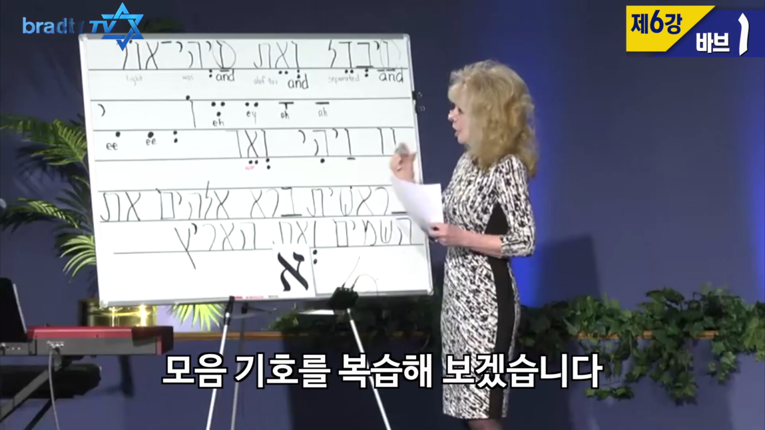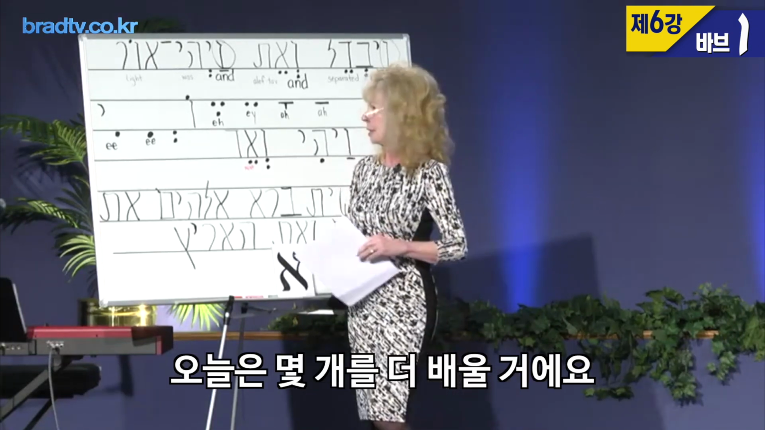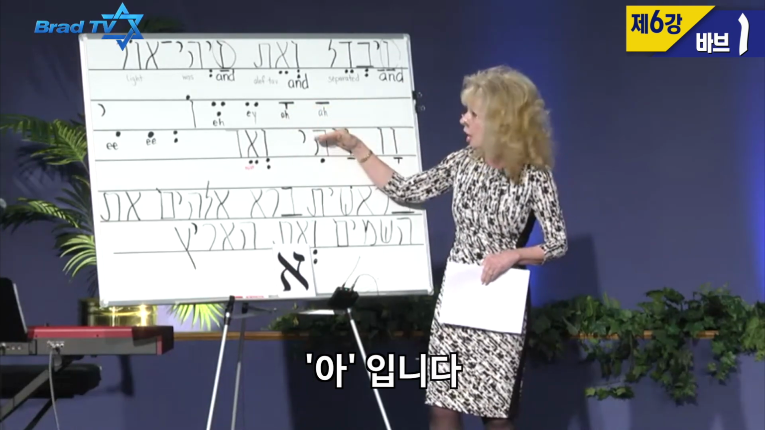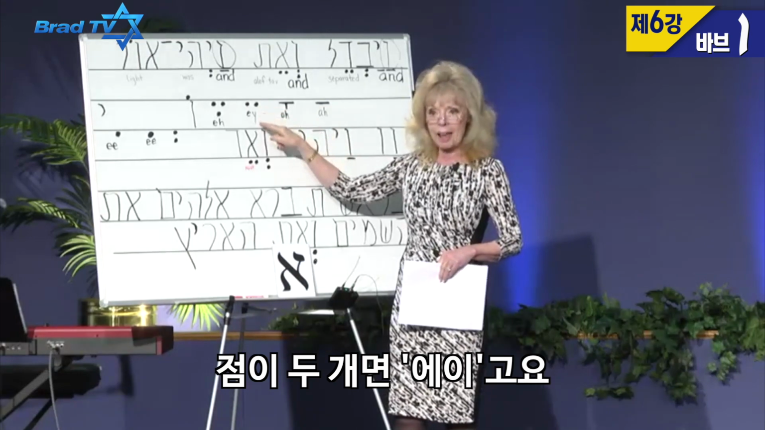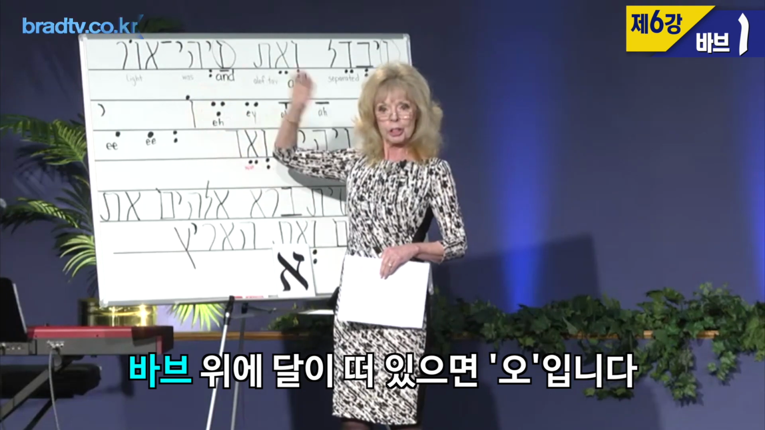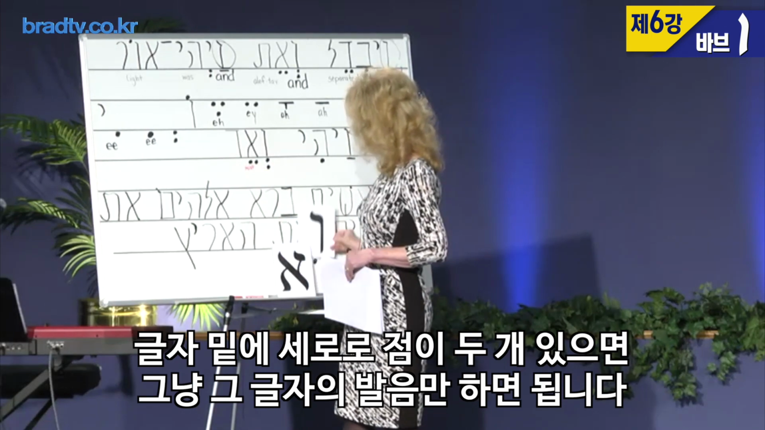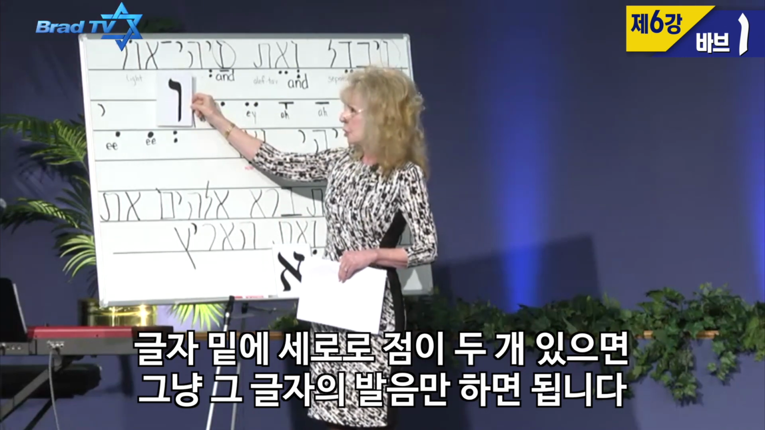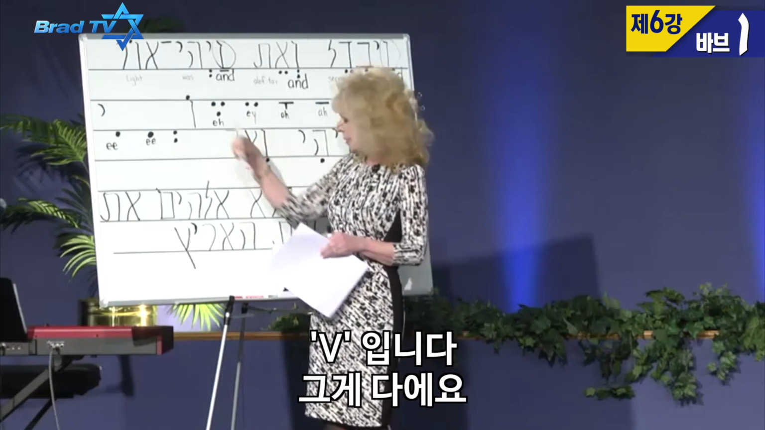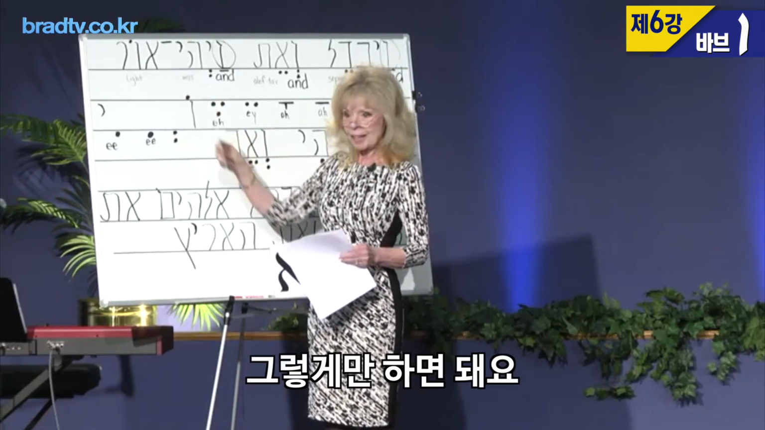Okay, good. All right, let's review our vowel points, and we're going to add a couple this week. So everybody knows if you see the line under a letter, you're going to say ga. If you see 2 dots, you're going to say a. 3 dots, eh. If you see the moon over the vav, you're going to say beautiful. Now, if you see 2 dots under a letter, let's just say it's vav, you're just going to say the sound that the letter makes. So what would you say? V. That's all you do. If it's another letter, what would you say? That's all you would say.